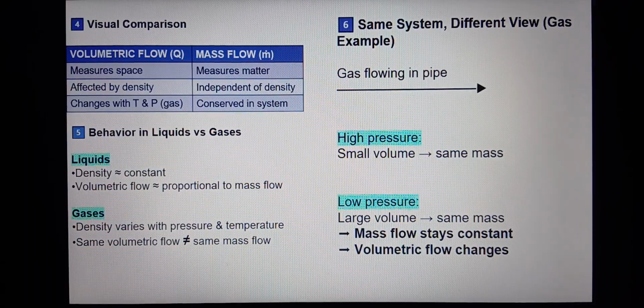Same system, different view. Gas example. Here's gas flowing in a pipe. If you have high pressure, you have small volume but the same mass. If you have low pressure, you have large volume, same mass. Mass flow stays constant, volumetric flow changes.